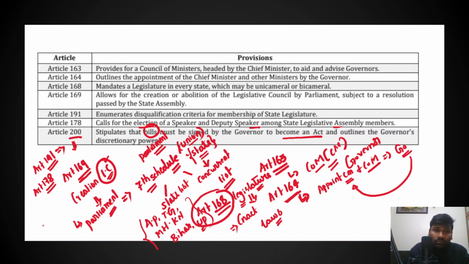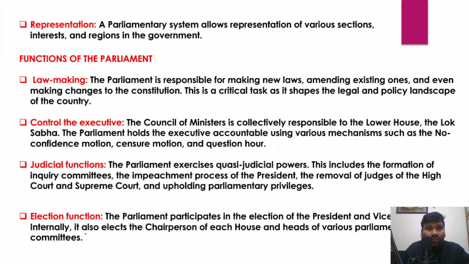And remember, the Governor also enjoys two types of discretion. One is the situational discretion and the other is the constitutional discretion. So these are two different types of discretion that the Governor enjoys, right? So these are important constitutional provisions.